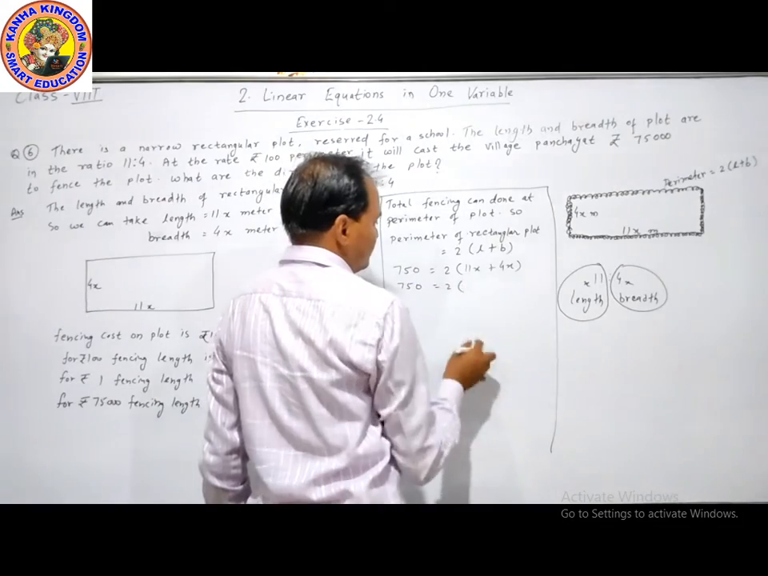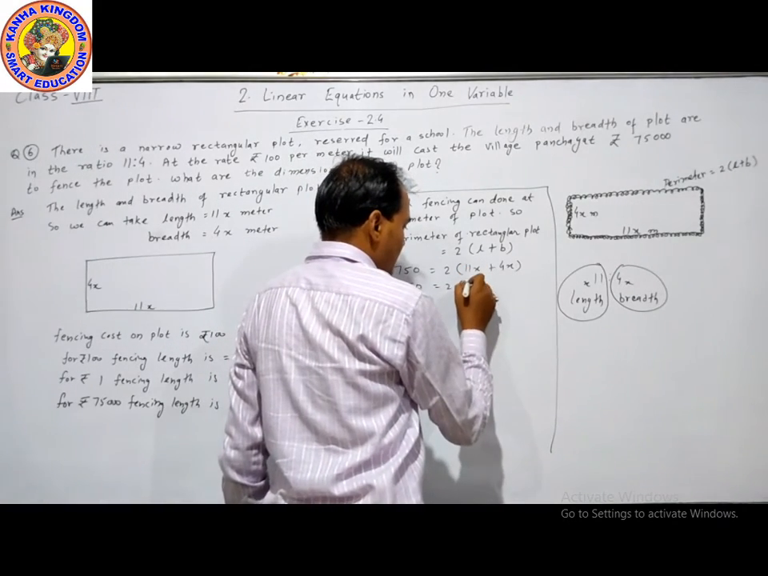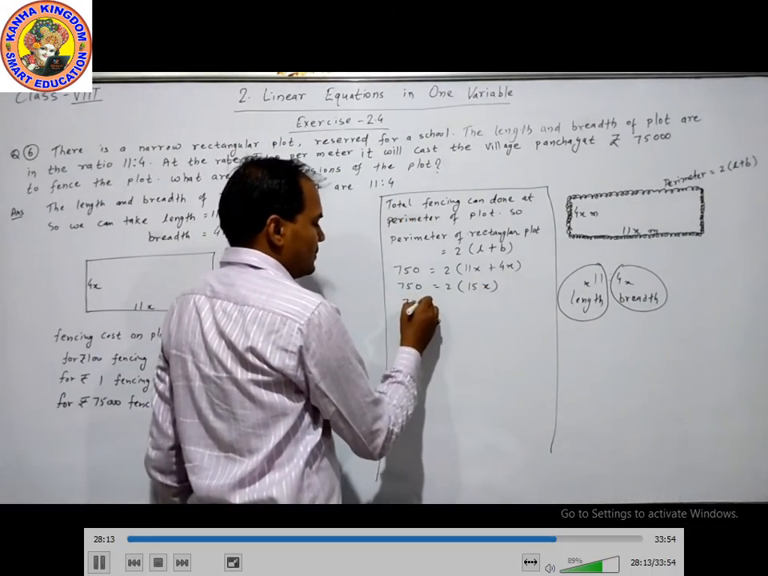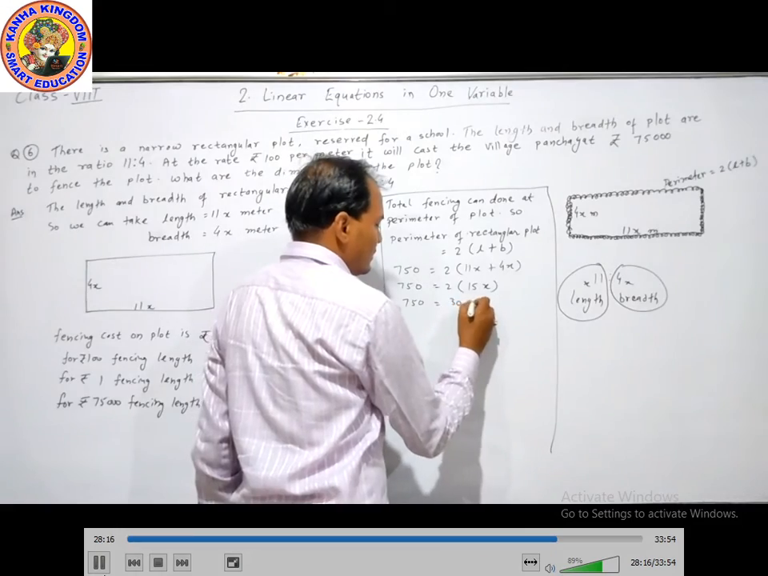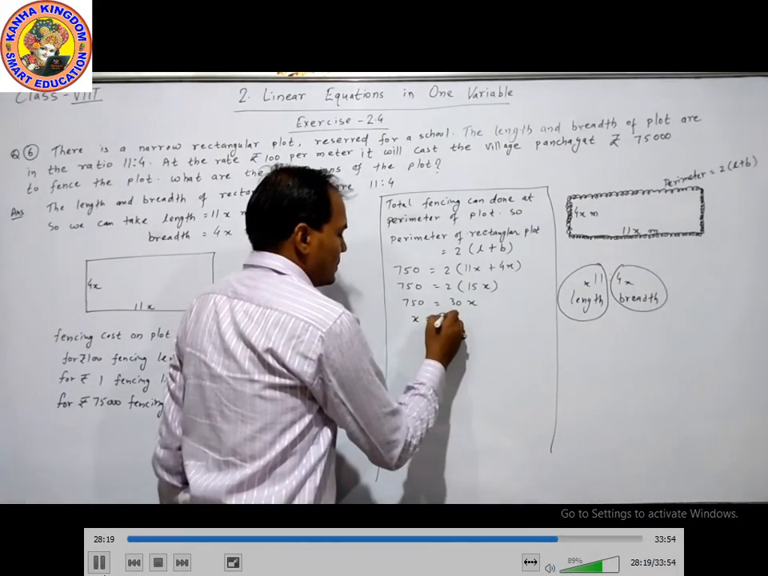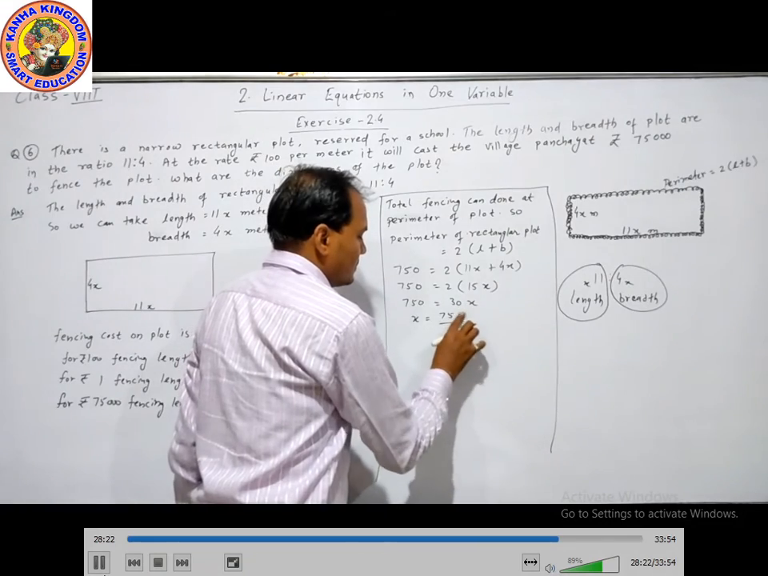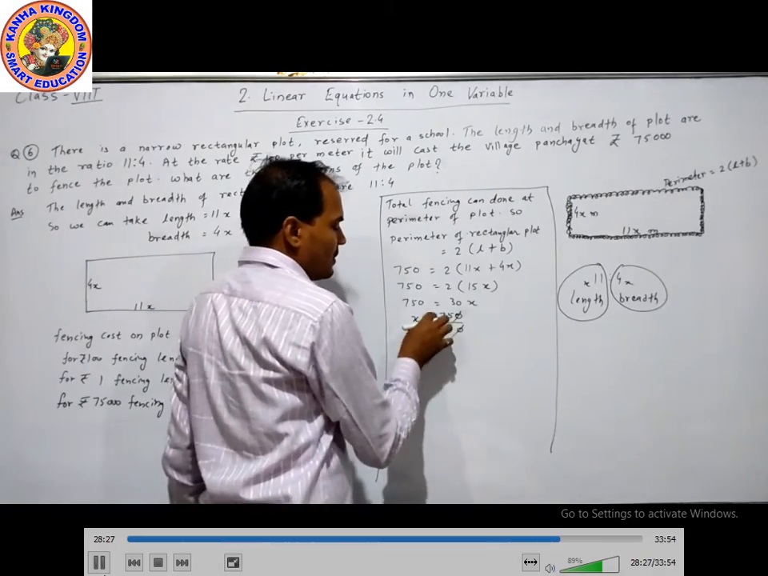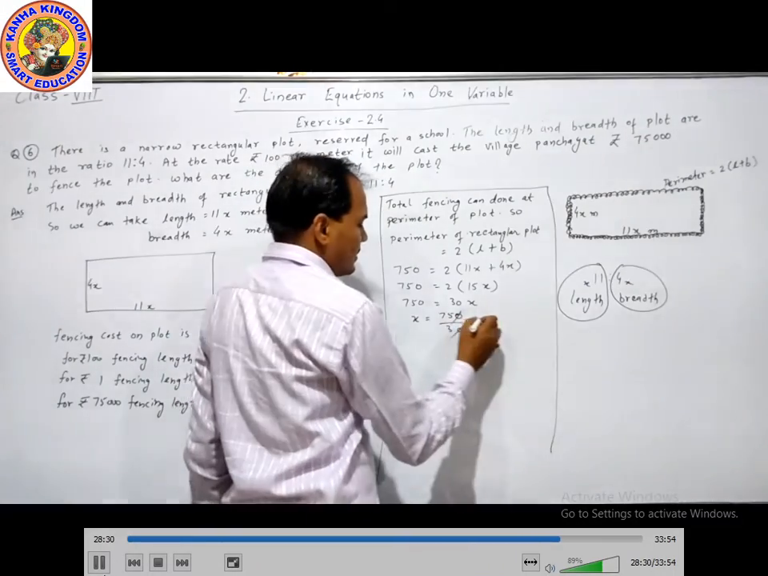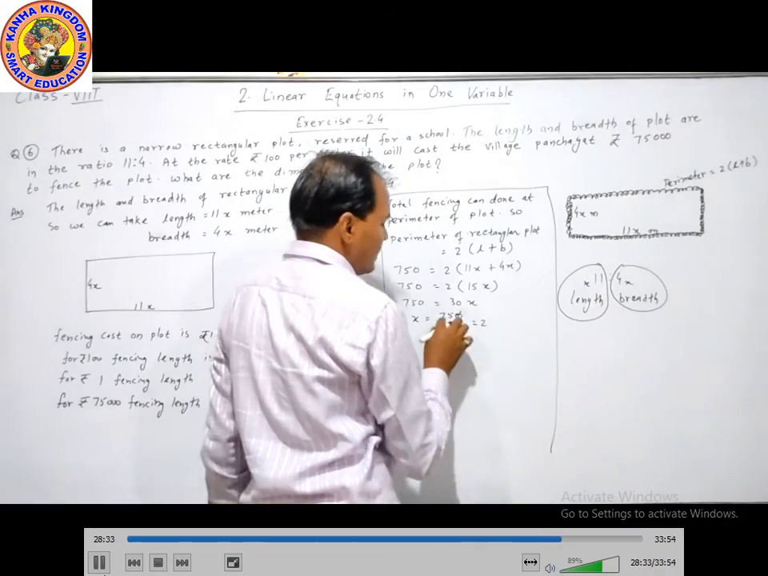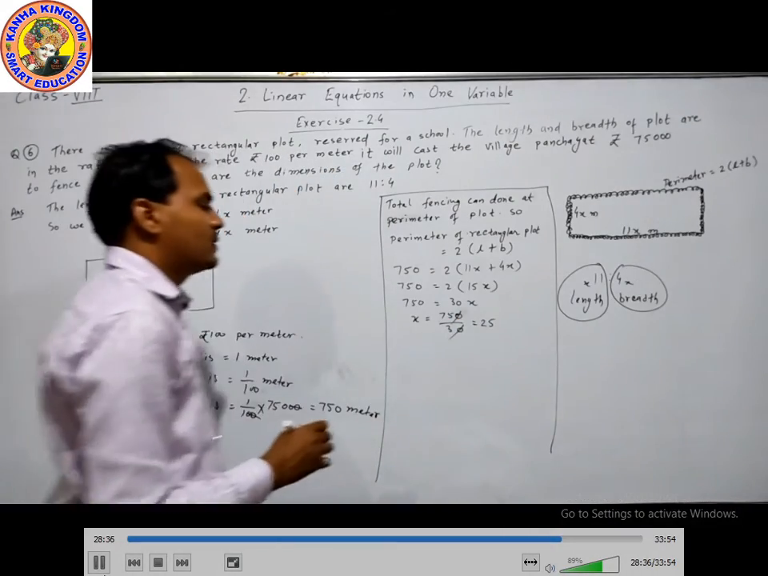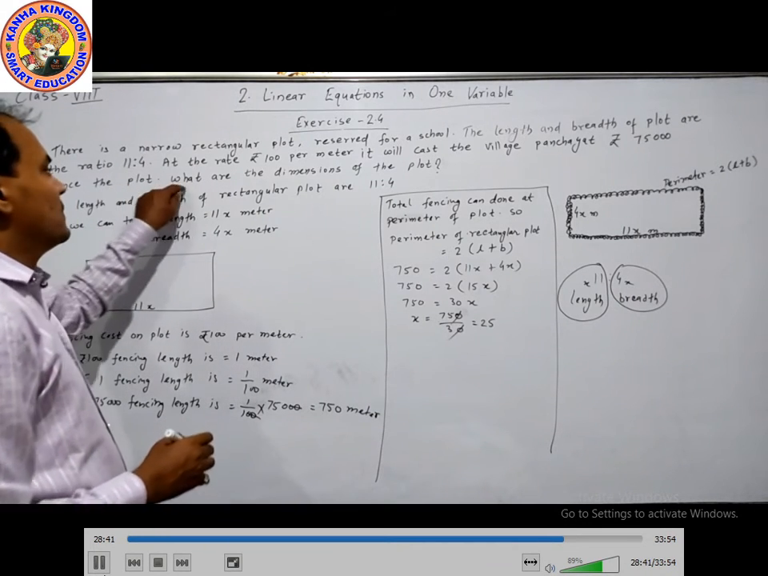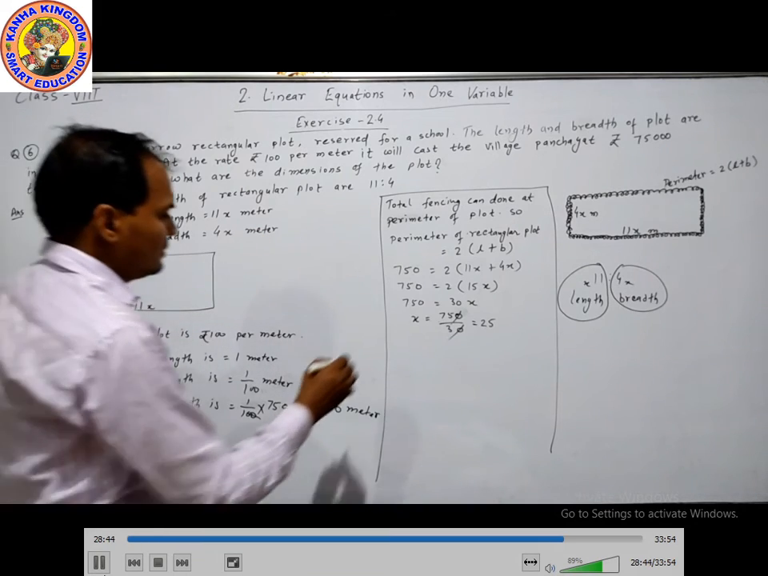750 is equal to 2 into 11 plus 4. 11 plus 4 is 15. 750 is equal to 2 into 15, which is 30. So x is equal to 750 upon 30. We can cut 0 and 0. 75 divided by 3, the answer is 25. The x is equal to 25.